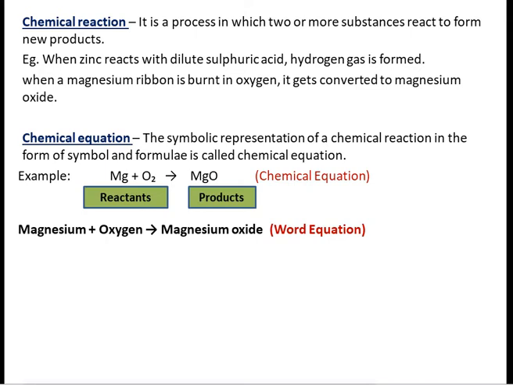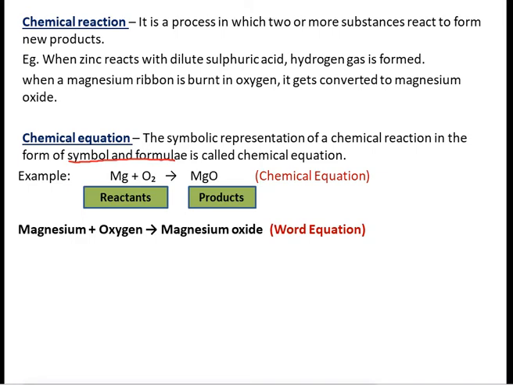Whenever substances react or combine together to form new substances, that is called a chemical reaction. And what is a chemical equation? Symbolic representation of a chemical reaction in the form of symbols and formulas is called a chemical equation. If you represent any reaction in the form of symbols and formulas, we call it a chemical equation.